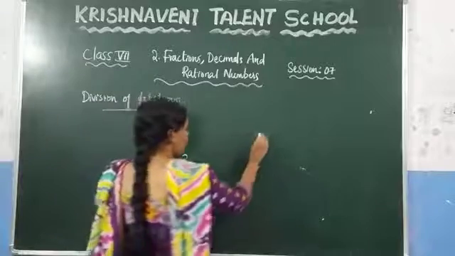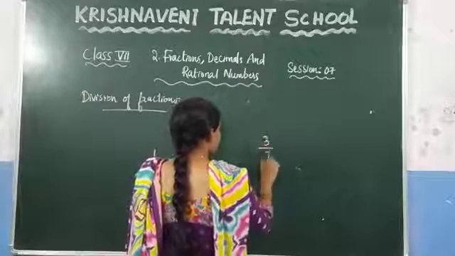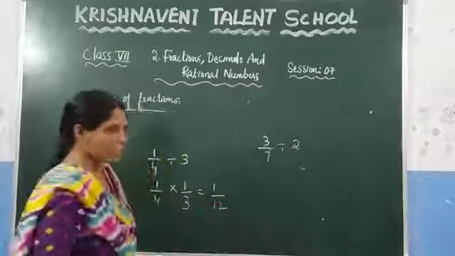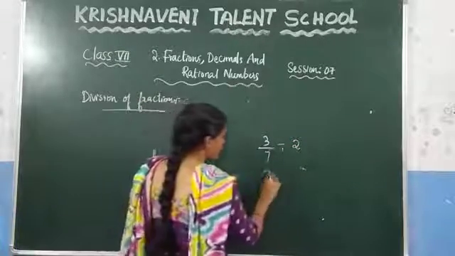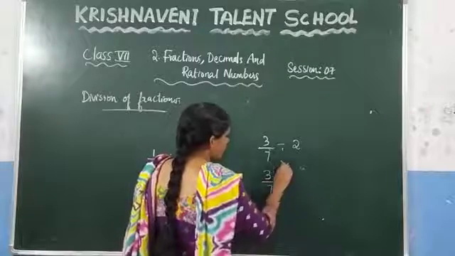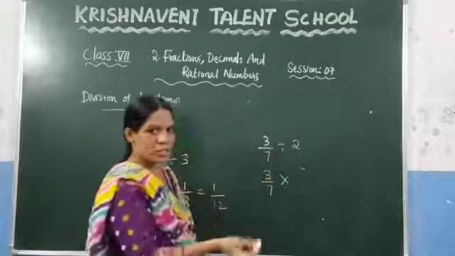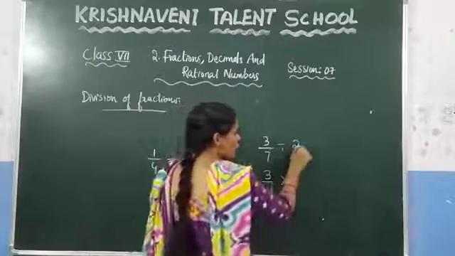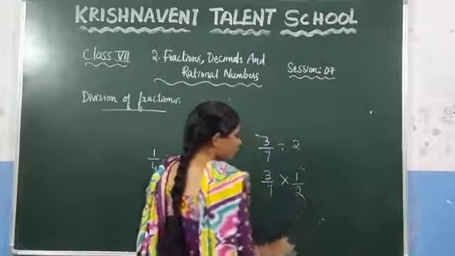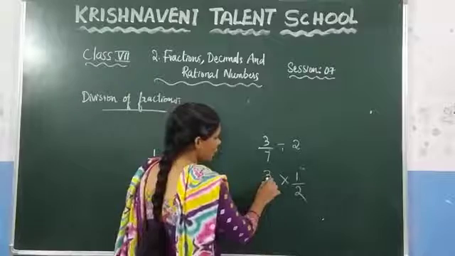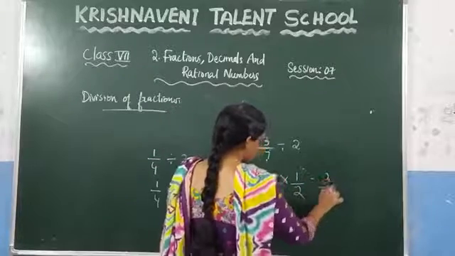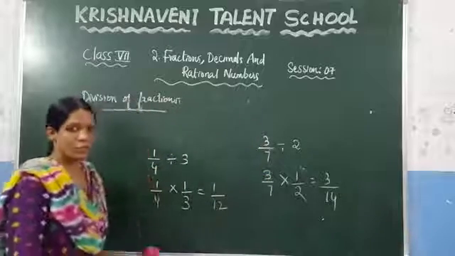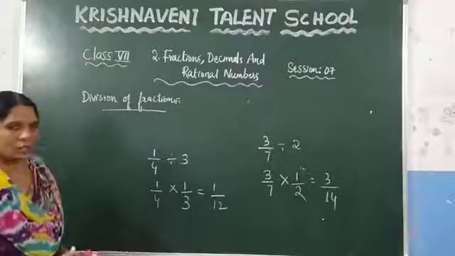Let us consider one more example. Consider 3 by 7 divided by 2. If you want to divide these, what is the first step? You need to change the division into multiplication. When changing, you write the reciprocal of the next number. What is the reciprocal of 2? It is 1 by 2. Now, multiply the numerators: 3 into 1 which is 3. 7 into 2 which is 14. Like that, you need to divide when you are given a fraction and a whole number.